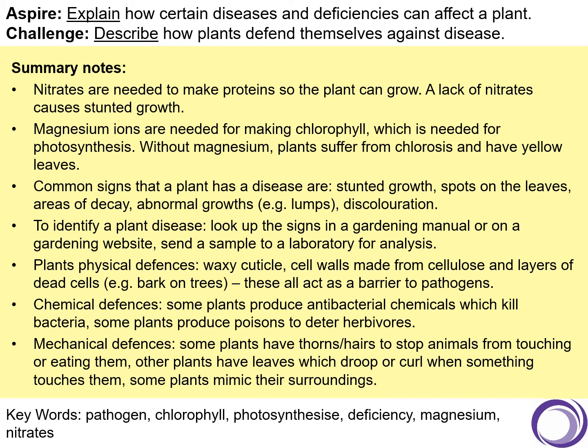Chemical defences: some plants produce antibacterial chemicals which kill bacteria, and some plants produce poisons to deter herbivores. And mechanical defences: some plants have thorns or hairs to stop animals from touching or eating them. Other plants have leaves which droop or curl when something touches them. Some plants mimic their surroundings.